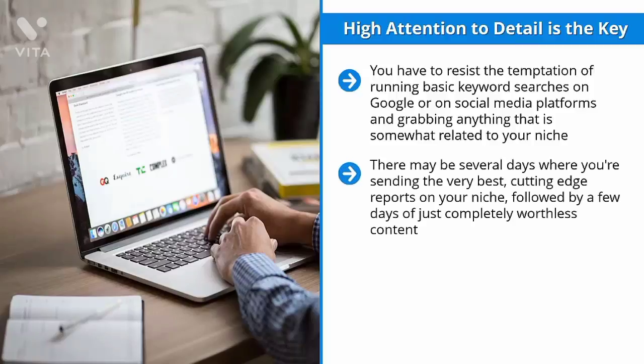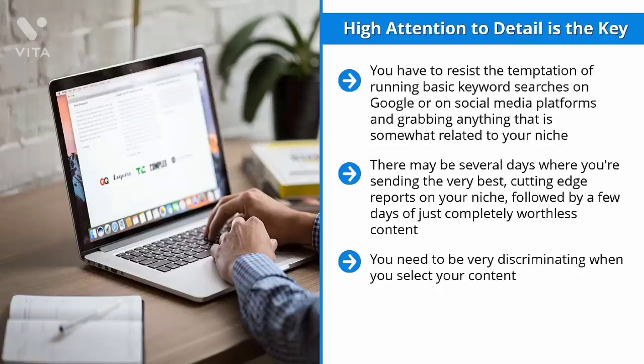There may be several days when you're sending the very best, cutting-edge reports on your niche, followed by a few days of just completely worthless content. What do you think prospective fans would think? Either they would think that your brand is unreliable or you're unprofessional. Whatever the case may be, you're not going to be convincing people that your brand focuses on the very best in your niche. You need to be very discriminating when you select your content.